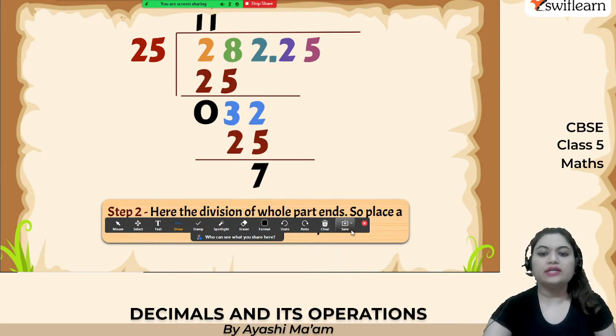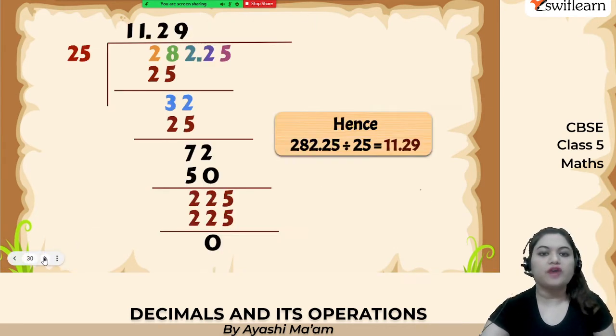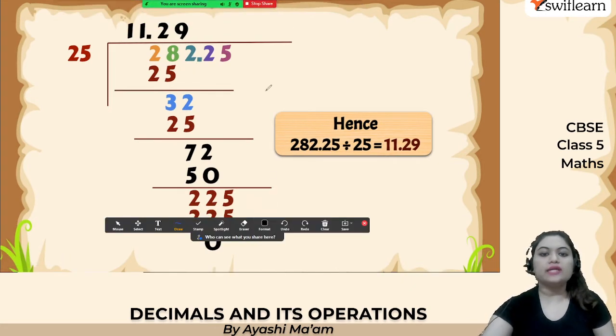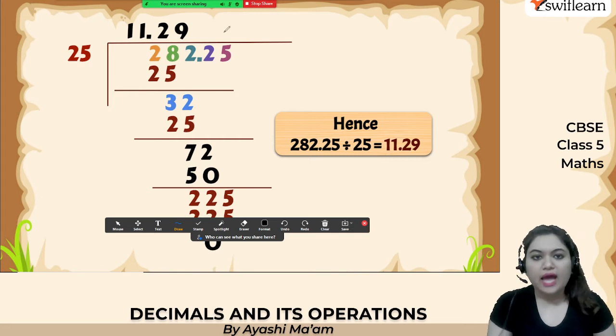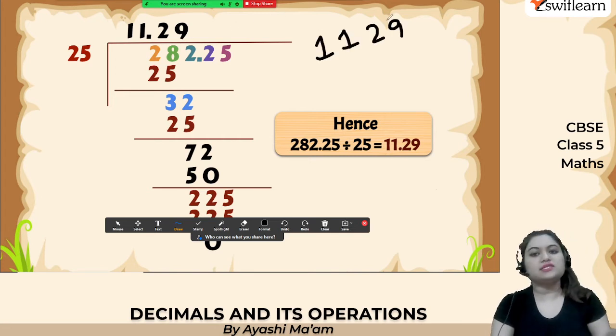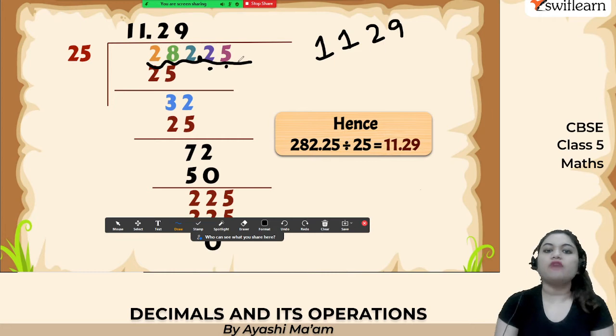Then you can divide the remaining part, that is 25 also, like this. Or what you can do is you can simply do the division. Suppose you get the answer as 1129, without thinking about the decimal point you can do the division, and see in your dividend.